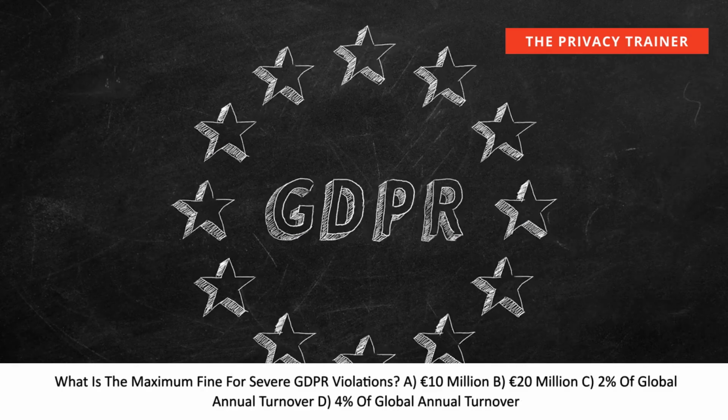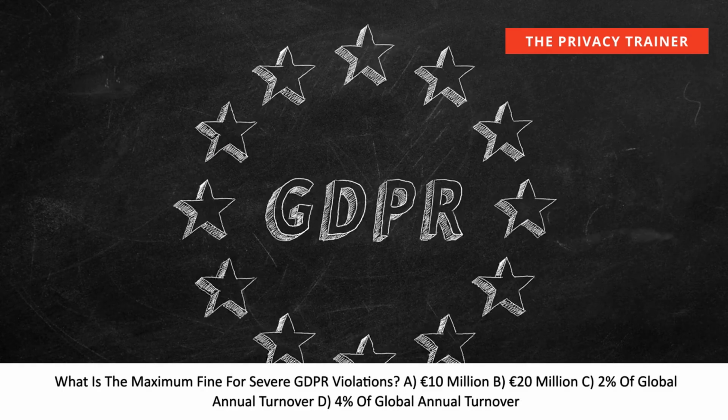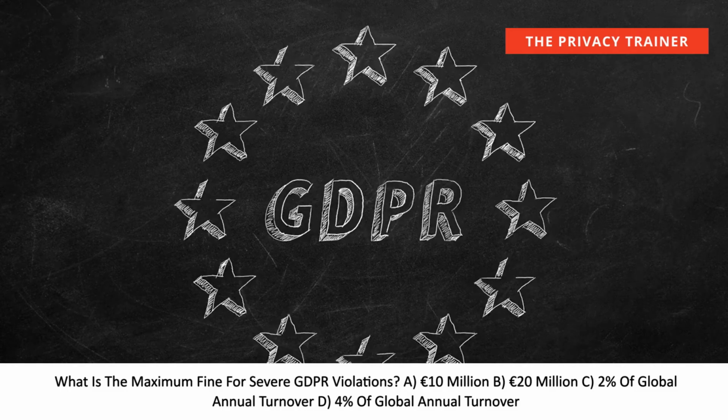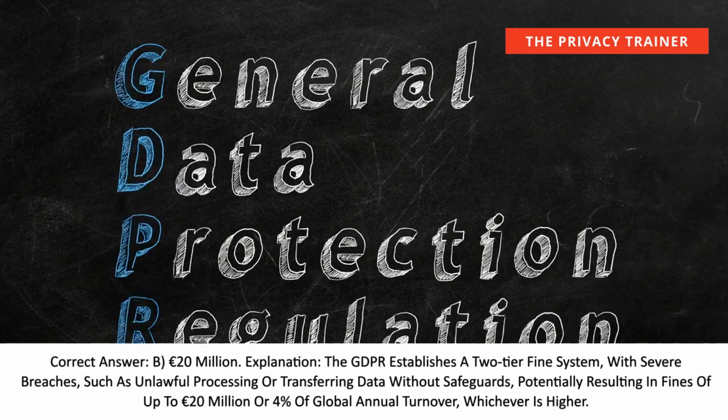What is the maximum fine for severe GDPR violations? A. 10 million euros. B. 20 million euros. C. 2% of global annual turnover. D. 4% of global annual turnover. Correct answer: B. 20 million euros.